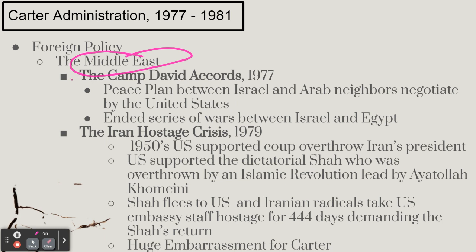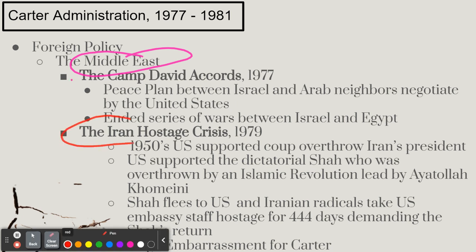They had fought multiple wars, all of which Israel had won, but they were very bloody. They were wrecking the economy in that area. And the idea was get Israel and the leader of the Arab world, which was Egypt, to sit down and talk. And the Camp David Accords do that. On the other hand, in the Middle East, and this is one that if I was you, I would star or highlight because this explains our modern relationship with Iran, is the Iran hostage crisis.